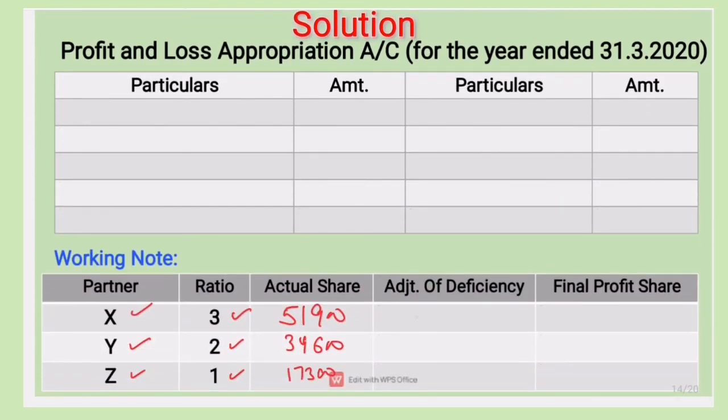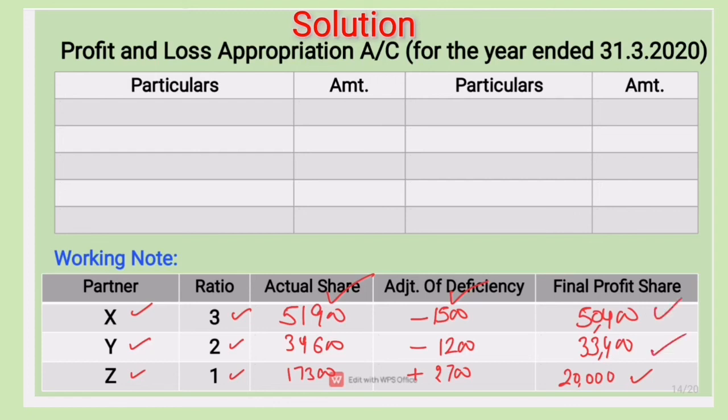So I am going to adjust the deficiency. I am going to take 1,500 from X, 1,200 from Y, and I am going to give this amount of total 2,700 to Z, so that Z gets his guaranteed amount of profits equal to 20,000. So Z got total share of profits as rupees 20,000. Now we will find out X and Y's share also. X final share of profits is 51,900 minus 1,500, that is 50,400, and for Y it is 34,600 minus 1,200, that is 33,400. So these are the final share of profits which we are going to put in profit and loss appropriation account.